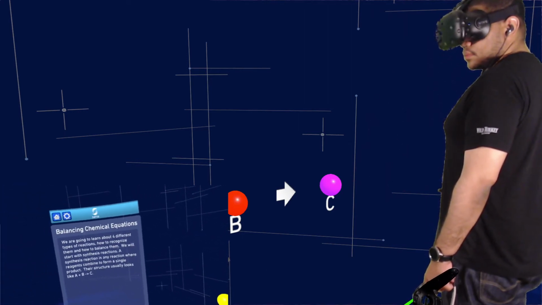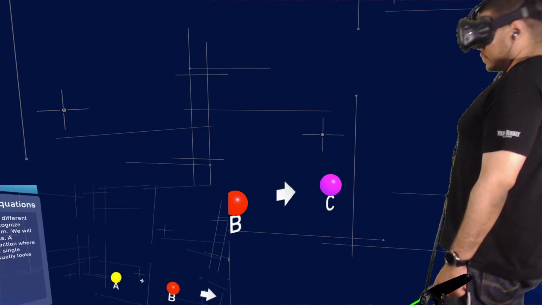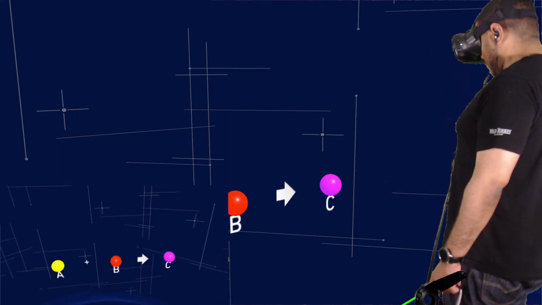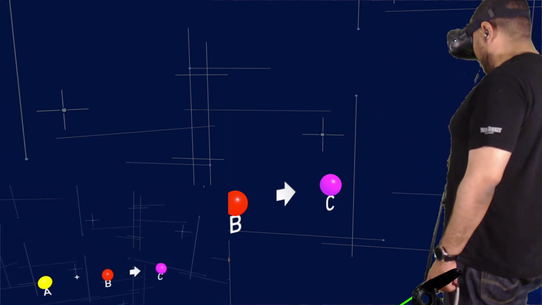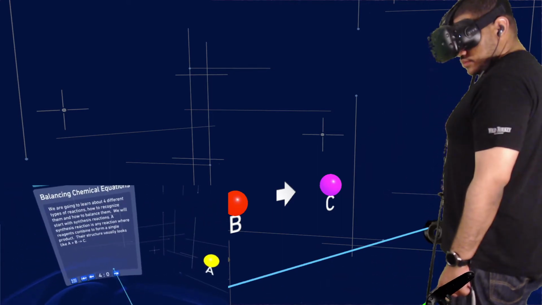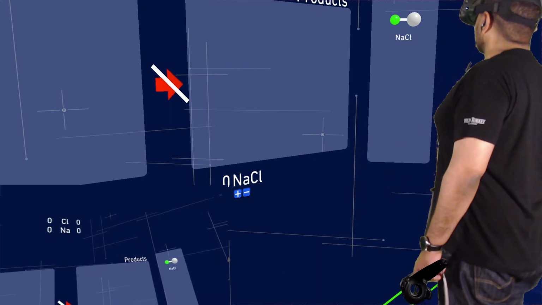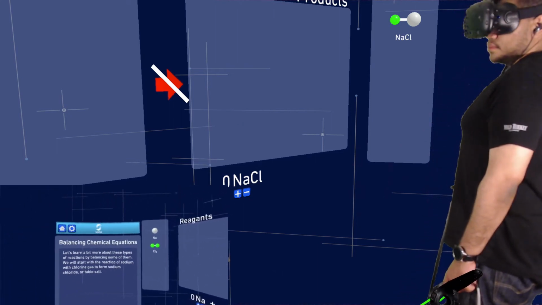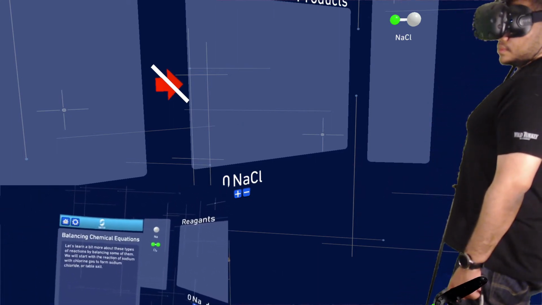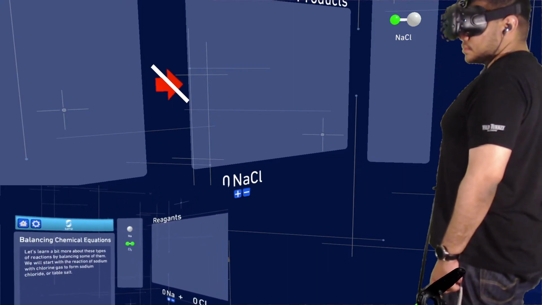A synthesis reaction is any reaction where reagents combine to form a single product. Their structure usually looks like A plus B transforms to C. Let's learn a bit more about these types of reactions by balancing some of them. We'll start with the reaction of sodium with chlorine gas to form sodium chloride or table salt.